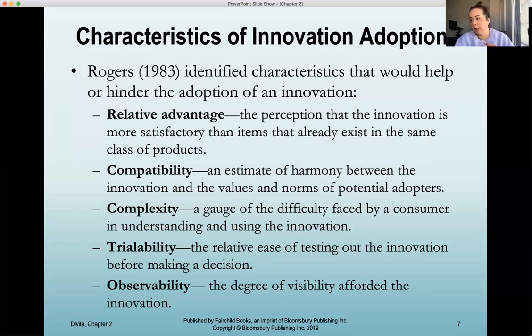Third is complexity. This is the gauge of the difficulty faced by a consumer in understanding and using the innovation. This often happens with our older generations. It actually happened to me with my mom. I want the chunky Prada loafers that have about a 3-inch lug sole, and my mom can't understand why I would pay $2,000+ for a chunky loafer, because it's so specific and only goes with certain things in her eyes, and not spend $100 on just a plain loafer with a normal sole.